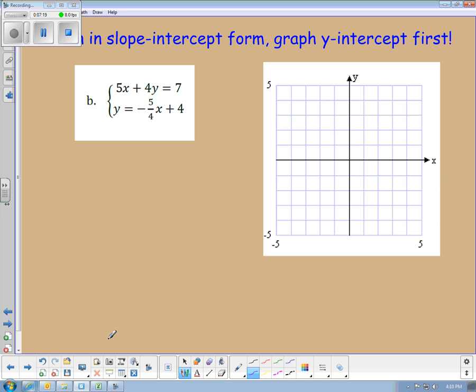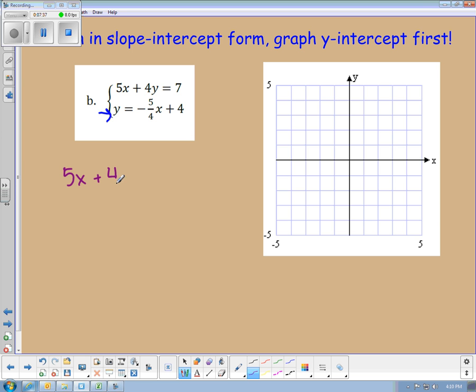For this system, we have the equations 5x plus 4y equals 7, and we also have y equals negative 5/4 x plus 4. So I want to put both these lines on the coordinate plane. This bottom one's in slope-intercept form already, which is helpful, but I need to put the top one in slope-intercept form. So I'm going to do that first.